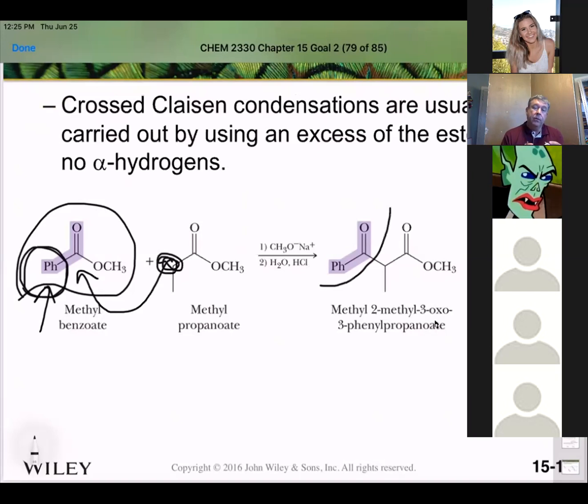So I like to use the cross Claisen to help me figure out exactly which substrate was which, because the one you always make the anion on is the one that maintains the ester. The one that got attacked is the one that ends up becoming the ketone.